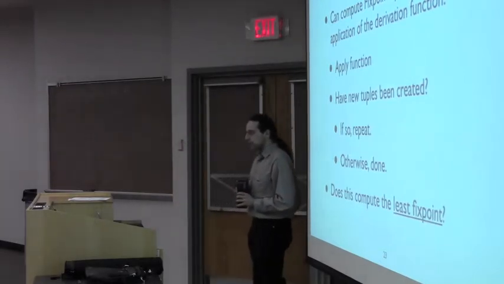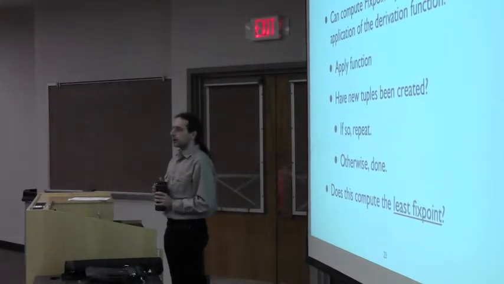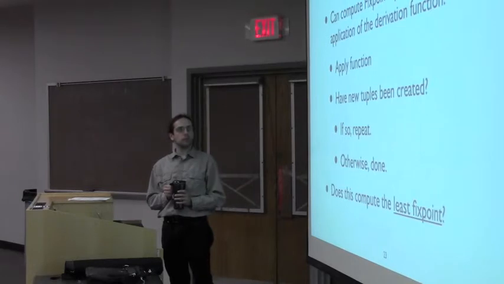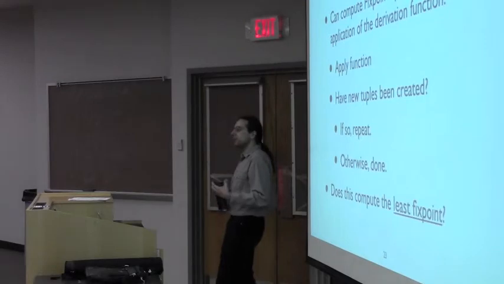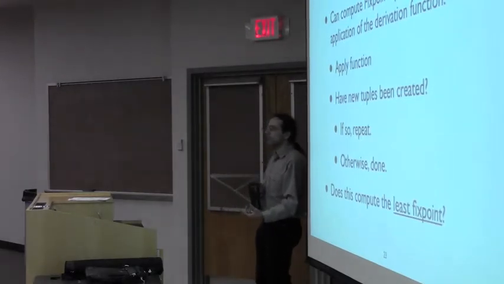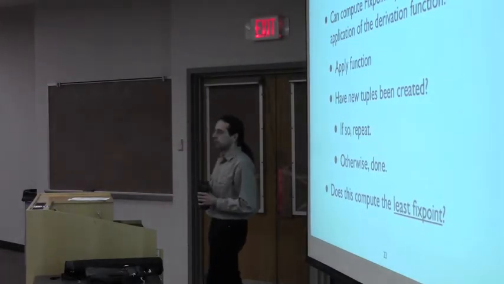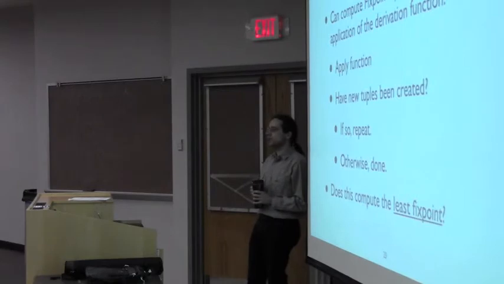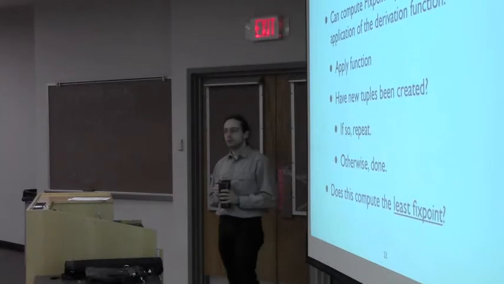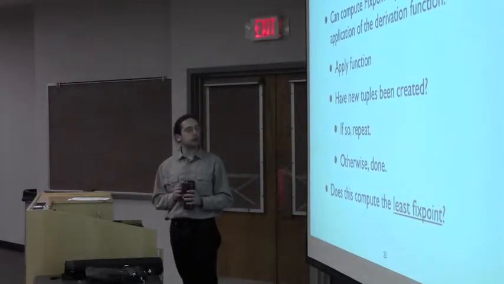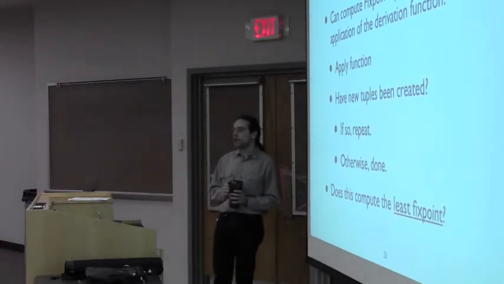Okay, so what if we started with no tuples in subordinates? What if we talked about the fixed point relative to a starting point? So we can talk about the fixed point relative to a certain starting point. And let's say that that starting point in this case is an empty subordinate relation. So we have no tuples whatsoever in subordinates. Would this compute the least fixed point? Yes, pretty much. It's only adding the tuples that are relevant, and it's never adding any tuples that are not relevant.